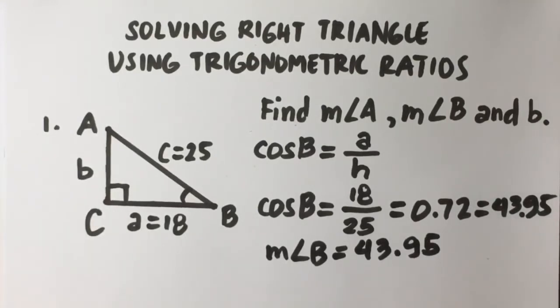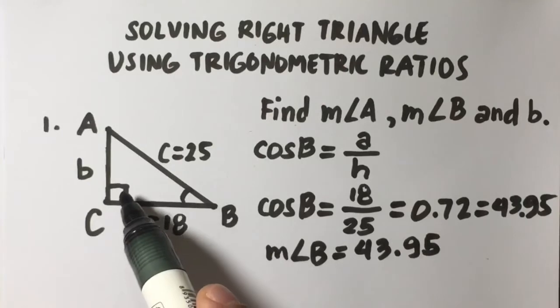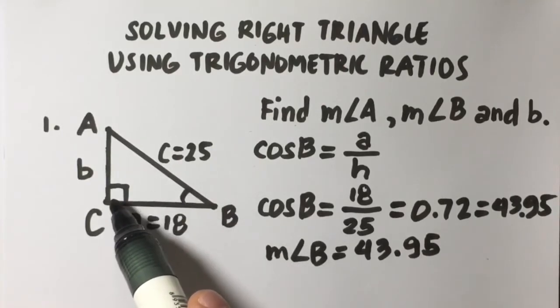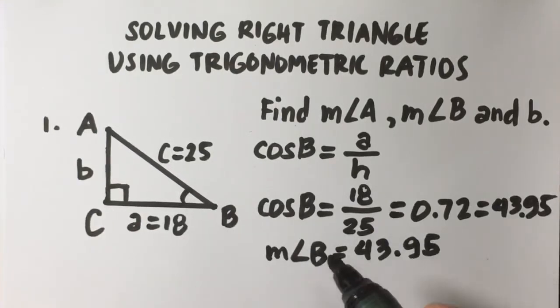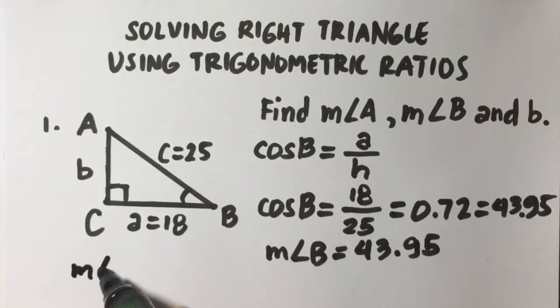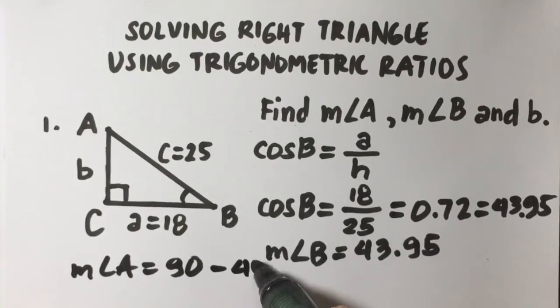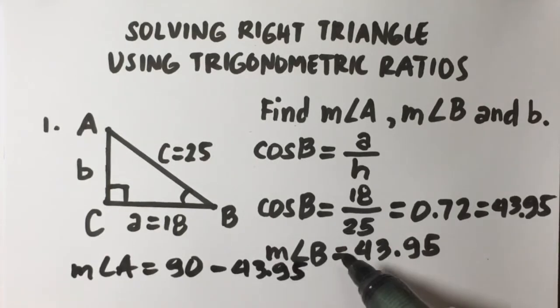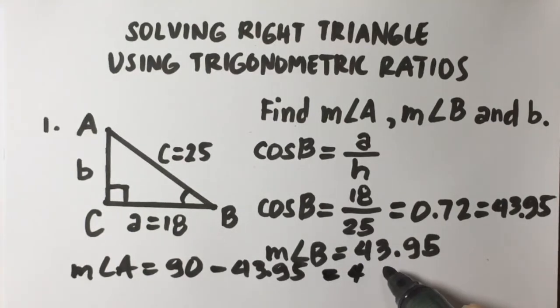Then to find the measure of angle A, since the interior angles of a triangle add up to 180, and this is 90, 180 minus 90 is 90. So these two angles add up to 90 degrees. Therefore, to find the measure of angle A, we just subtract 90 minus 43.95, which is equal to 46.05. So the measure of angle A is 46.05.